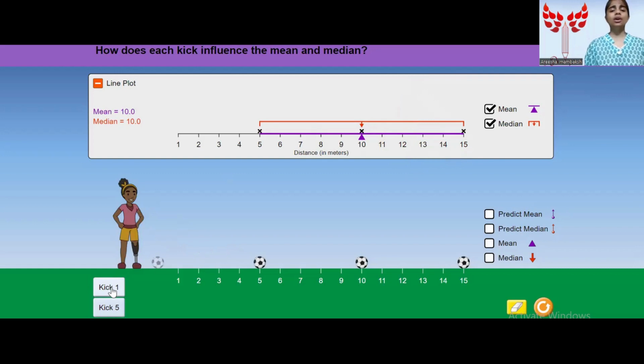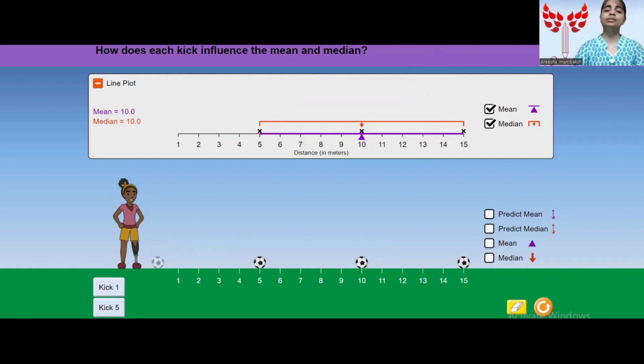Now let's kick another ball. Here, as we see, this ball goes to 5. Again, these distances are the same, 5 to 10 and 10 to 15. It's again a normal curve. I can draw it for you. It's again a normal curve, and so again our mean and median are the same.